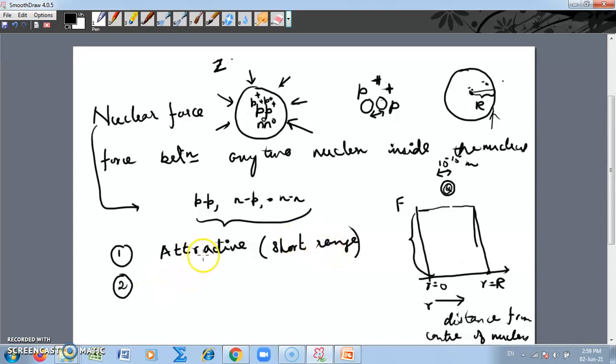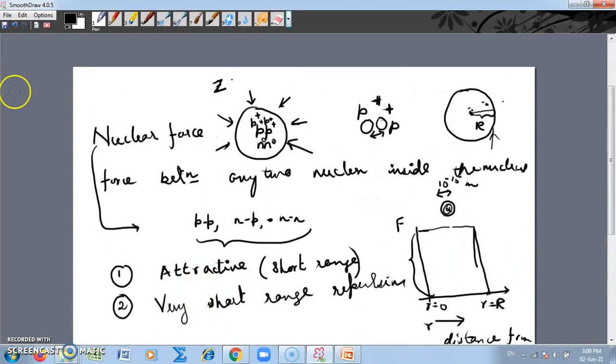Number 2, it is also called a very short range repulsive force. Now what does this mean? Why very short range repulsive? Okay. Now imagine 2 nucleons placed very close to each other. Too close to each other means, let me draw this so that you'll understand properly.